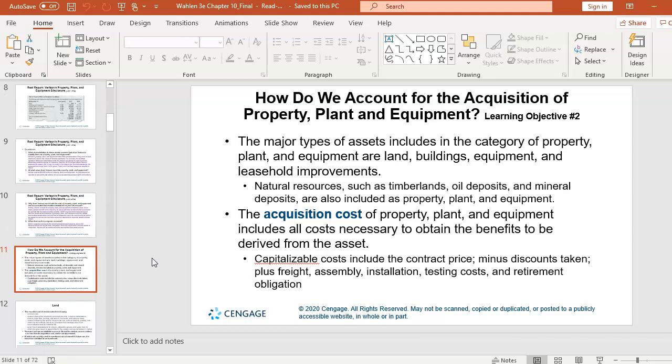And then how do we account for the acquisition of property, plant, and equipment? So again, remember, this is going back to a few of the things that you learned back in accounting principles. We want to remind ourselves, and it says here, major types of assets included in this category are land, buildings, equipment, and leasehold improvements.